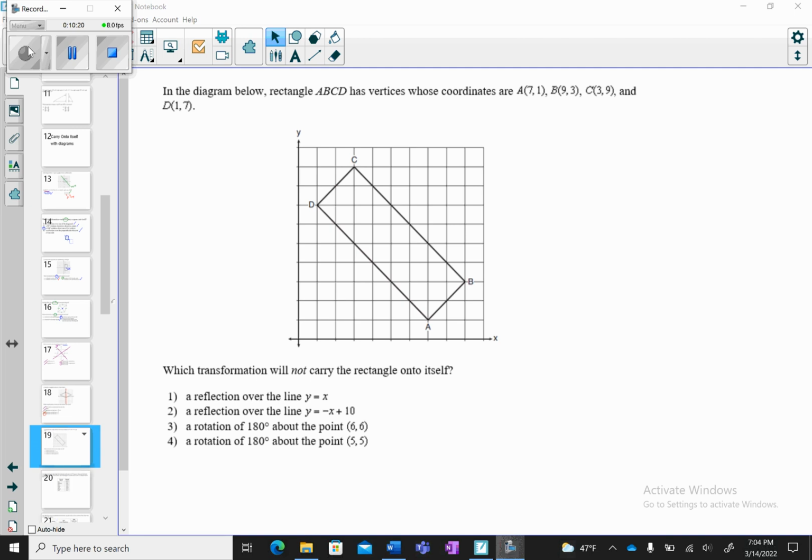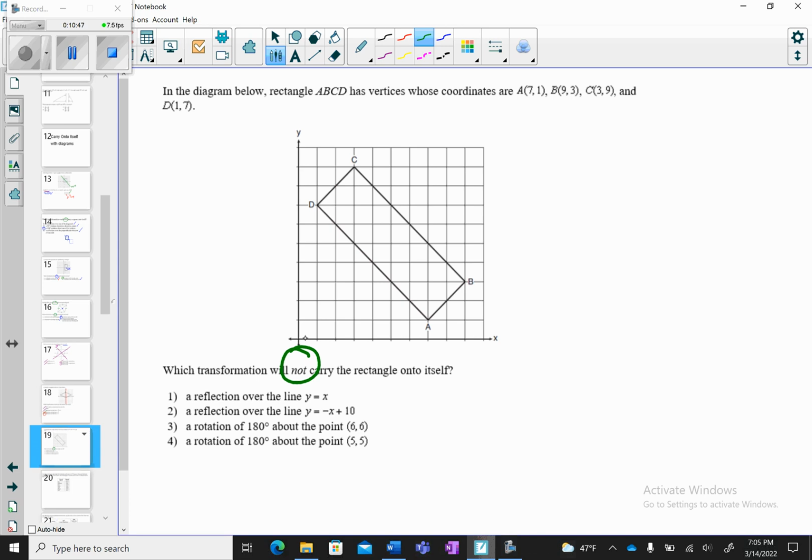Lastly, let's look. In the diagram below, rectangle ABCD has vertices whose coordinates are A(7, 1), B(9, 3), C(3, 9), and D(1, 7). Which transformation will not carry the rectangle onto itself? So again, this is a "not" question. So we're looking for the one that does not work. So let's look at the first one, a reflection over y equals x.